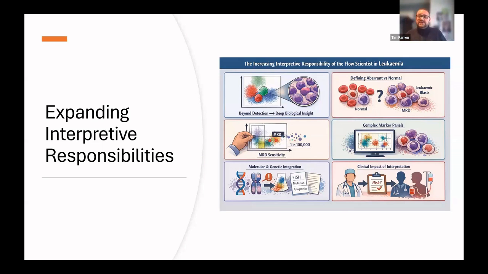This is particularly important in identifying subtle aberrancies or phenotypic shifts, particularly in early blast populations. And this becomes even more critical in the MRD setting, where we may be identifying a single abnormal cell amongst hundreds of thousands to millions of normal cells. And interpretation at this level really relies heavily on gating strategy.